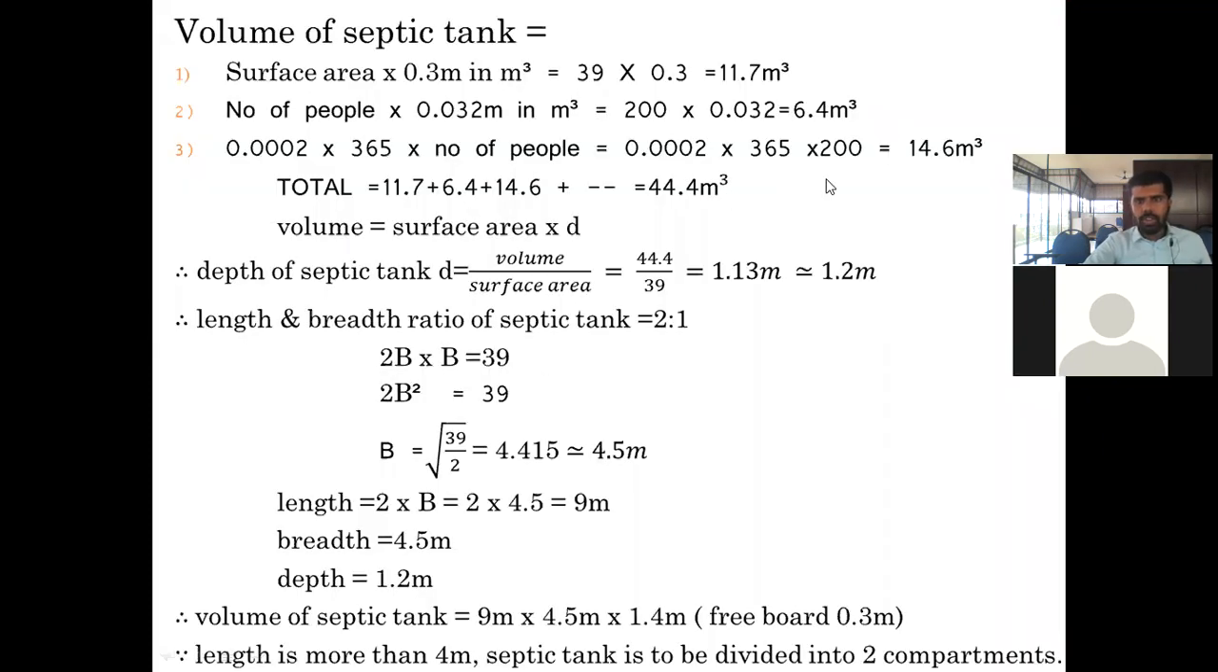Now the total will be 11 plus 6.4 plus 14.6. It is 44.4 meter cube. 44.4 meter cube. Okay.